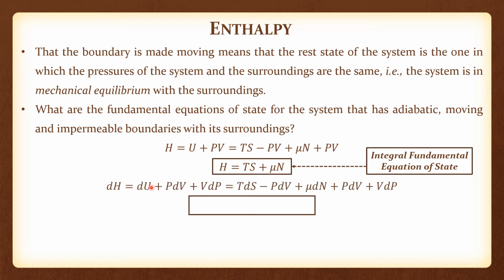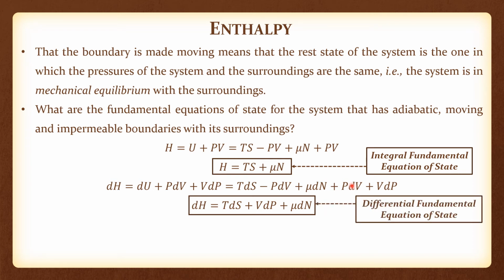Now I can take a derivative of this. All right. So dH is equal to dU plus PdV plus VdP. That is, dU is TdS minus PdV plus mu dN, plus PdV plus VdP. So the minus and plus PdVs will cancel, and therefore dH is TdS plus VdP plus mu dN. This is the differential fundamental equation of state. I hope this is clear.